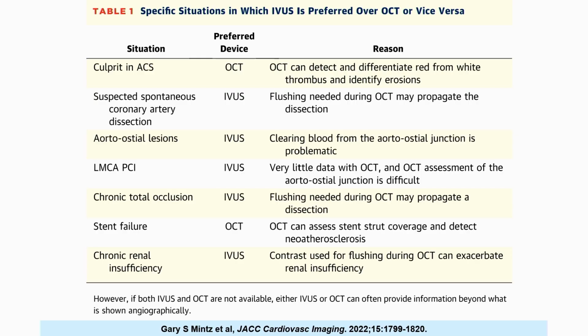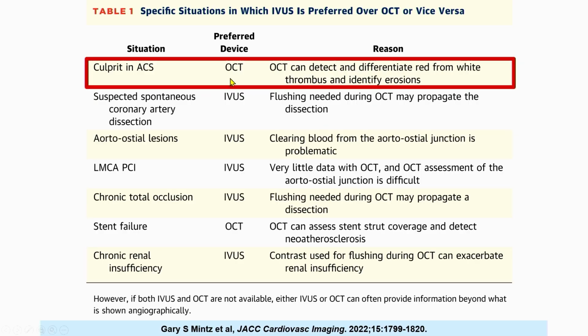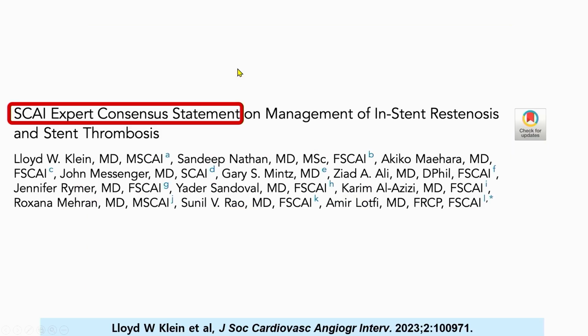So how about the OCT? Actually, OCT can, in the culprit region of ACS, detect and differentiate red and white thrombus to identify erosion. So it's very important in the ACS patient.